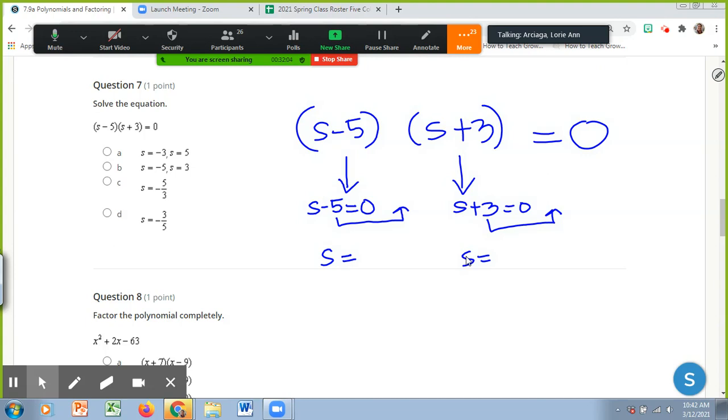In the chat pod, what is s equal to? Aiden said -3 and +5. That's great. Okay.